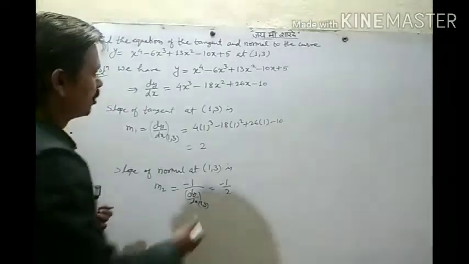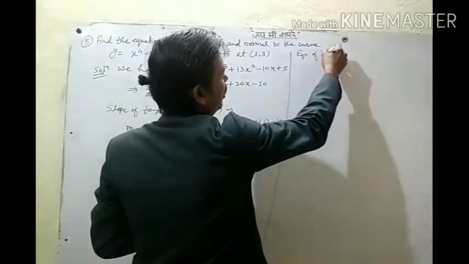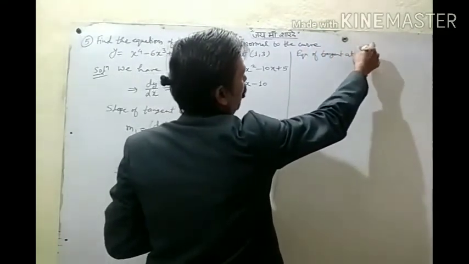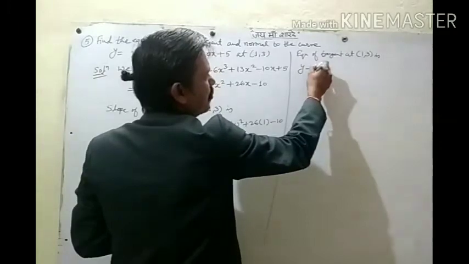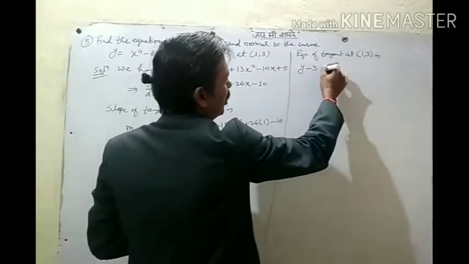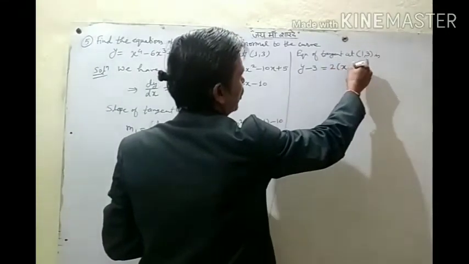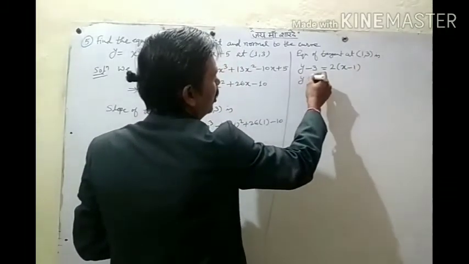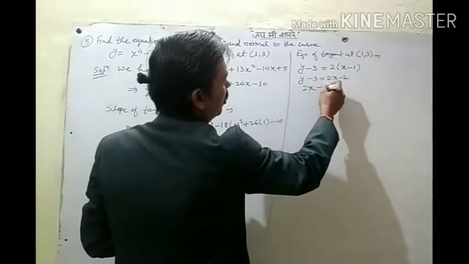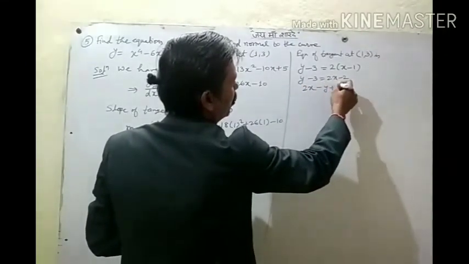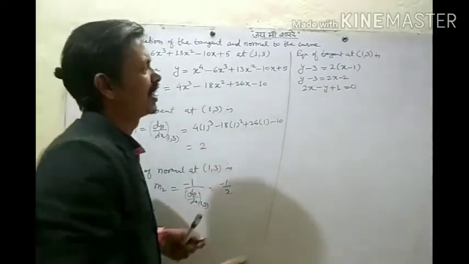Now the equation of tangent and normal. The equation of tangent at point (1, 3), in point slope form, is y minus y1 equal to slope into x minus x1. The slope of tangent is 2, so y minus 3 equal to 2 into x minus 1. So y minus 3 equal to 2x minus 2. That will give you 2x minus y plus 1 equal to 0, which is our equation of tangent.